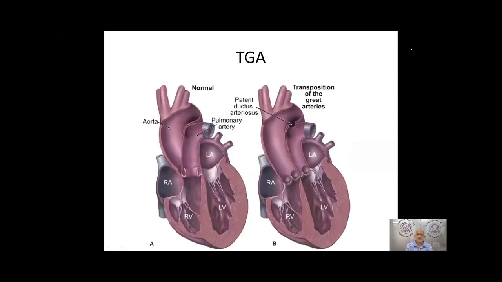We all know that the normal connection is that the left ventricle empties into the aorta, and the right ventricle empties into the pulmonary artery. That is the normal connection. So what happens in TGA? The right ventricle opens into the aorta, and the left ventricle opens into the pulmonary artery. So basically, ventriculo-arterial discordance happens. That's how the transposition of the great arteries is.